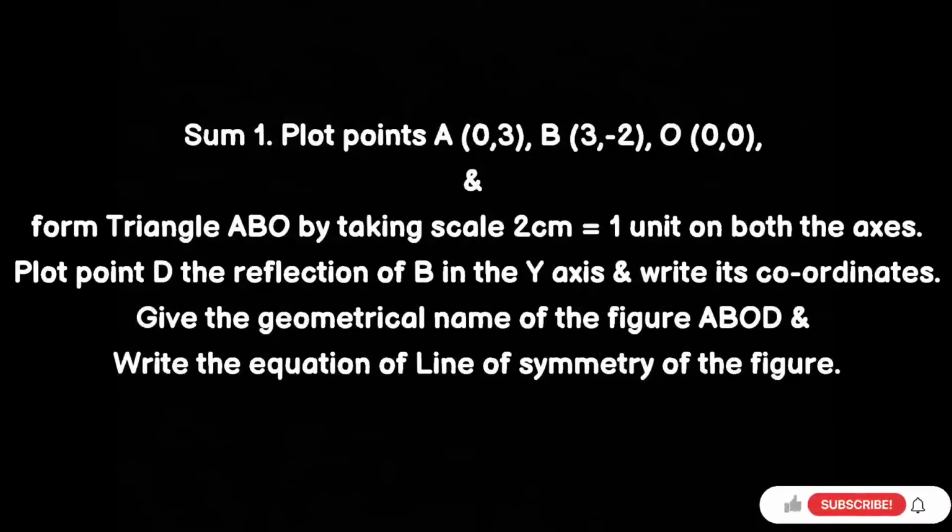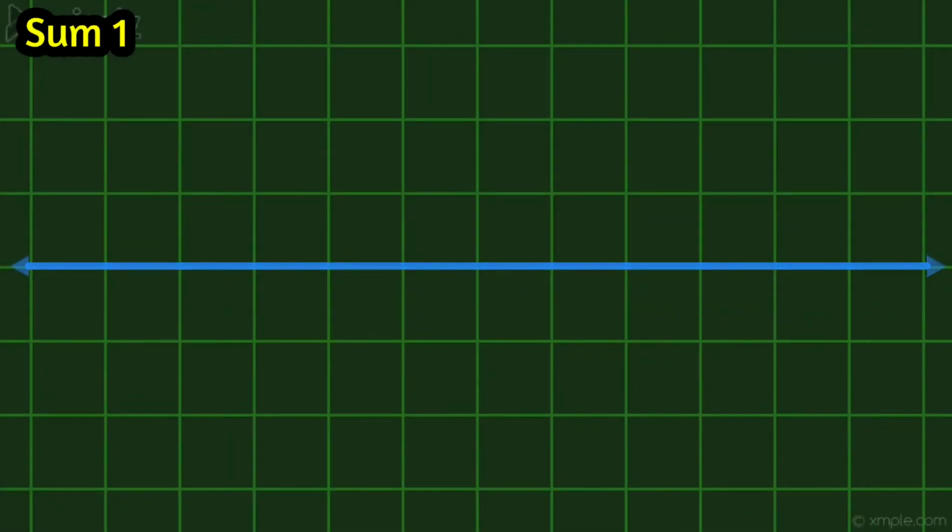Now see, scale 2 cm equal to 1 unit is given. So compulsory 2 cm you have to take. In the following graph, I have taken the 2 cm graph. So based on that, you have to also solve. Now D is a reflection through y-axis, so the sign of its x coordinate changes. And geometrical name, you have to join the figure, write the geometrical name, then the equation of the line which divides the given figure into two equal parts. Now let's solve.